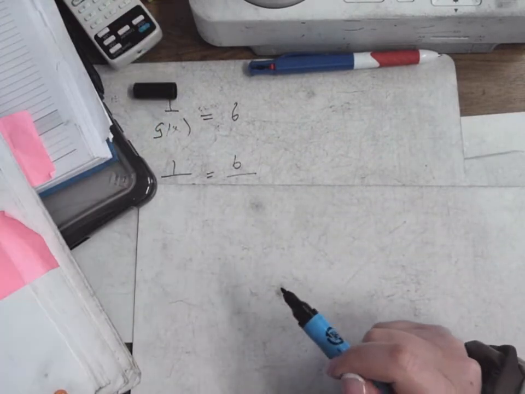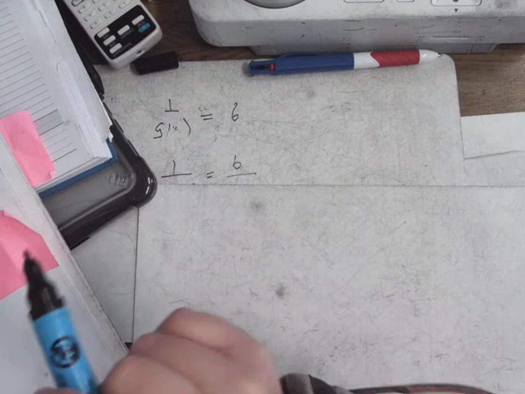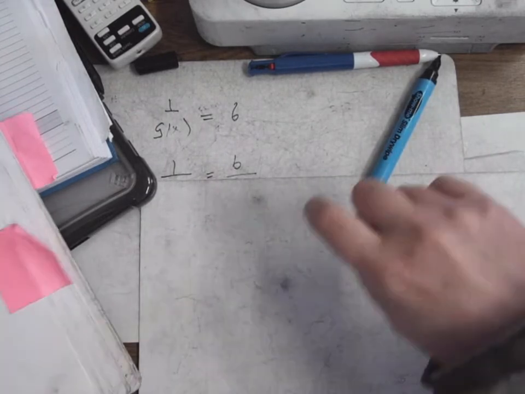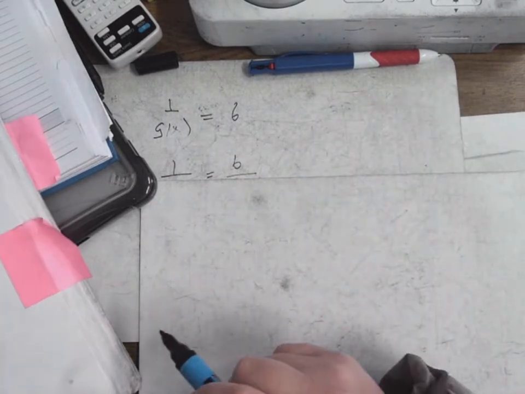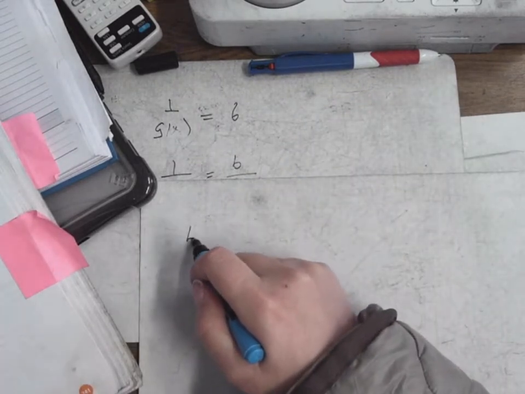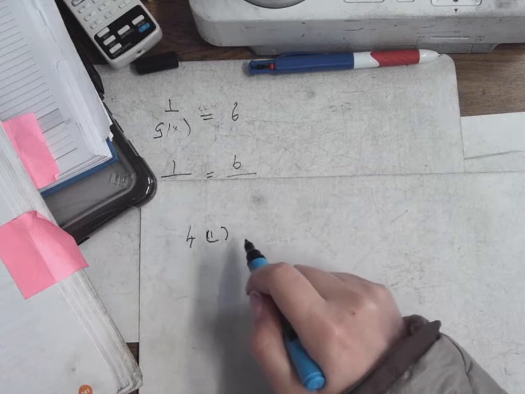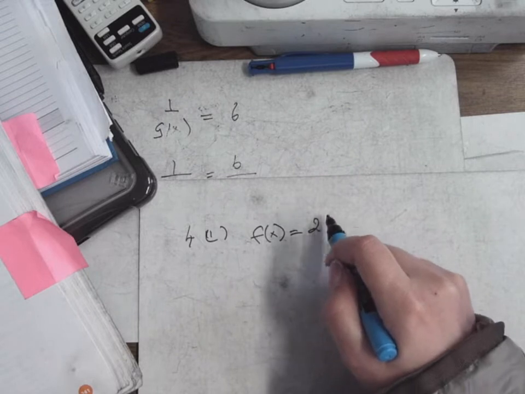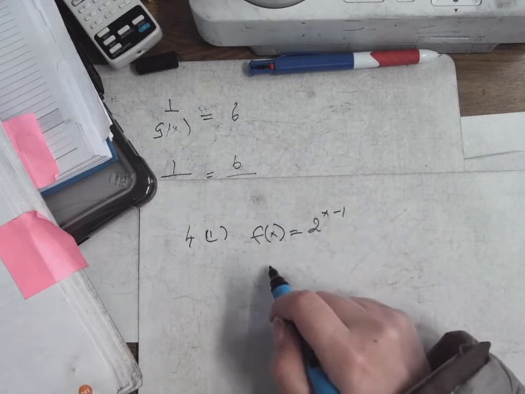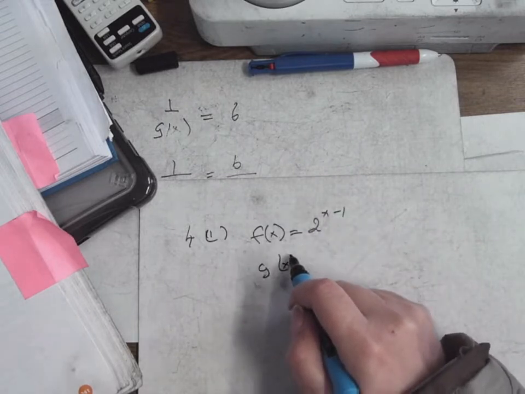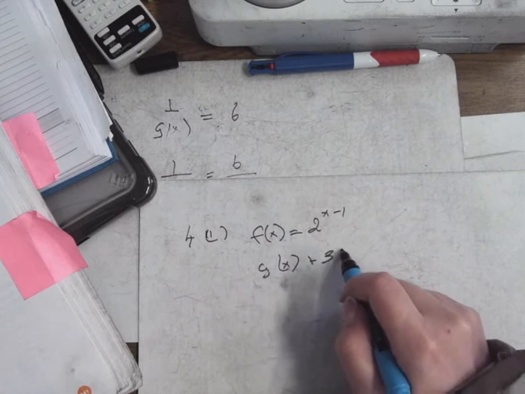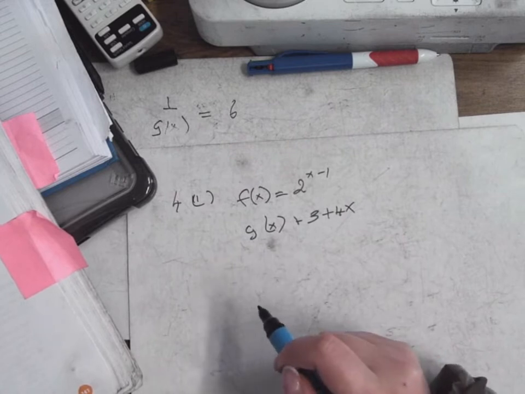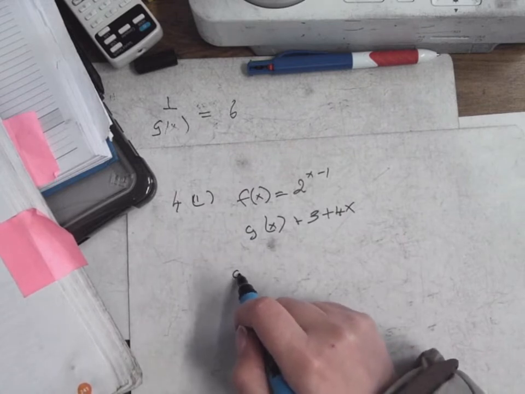4 part 2 is g f of x, yeah? Right, so it says f of x is 2 to the power of x minus 1. G of x is 3 plus 4x. And they asked me for g f of x.